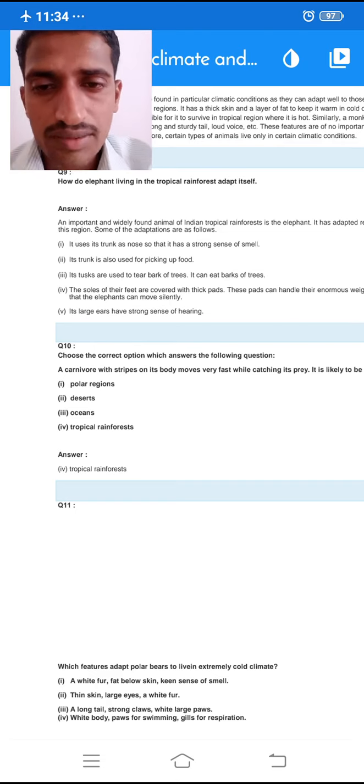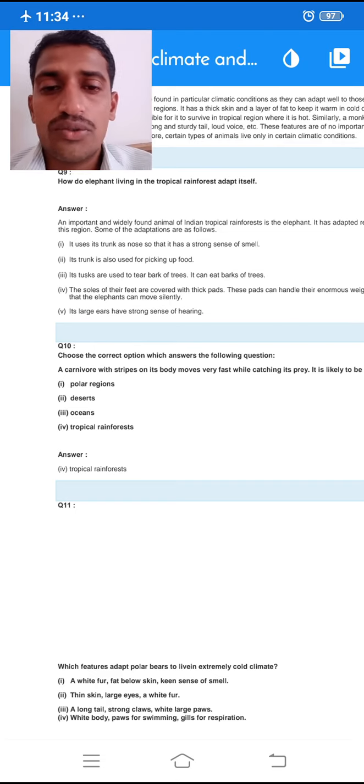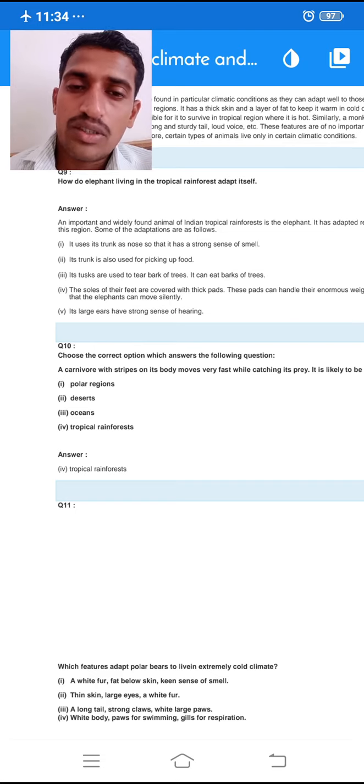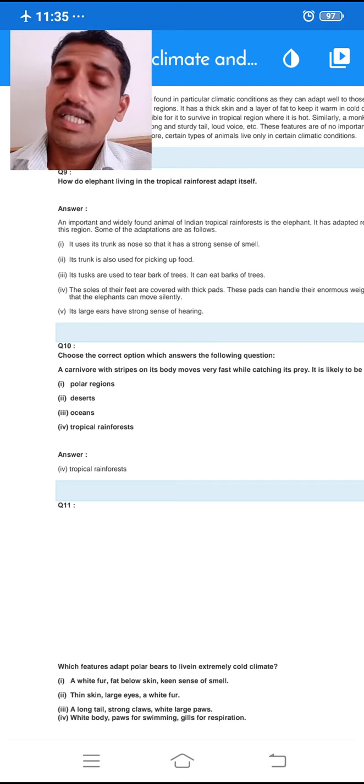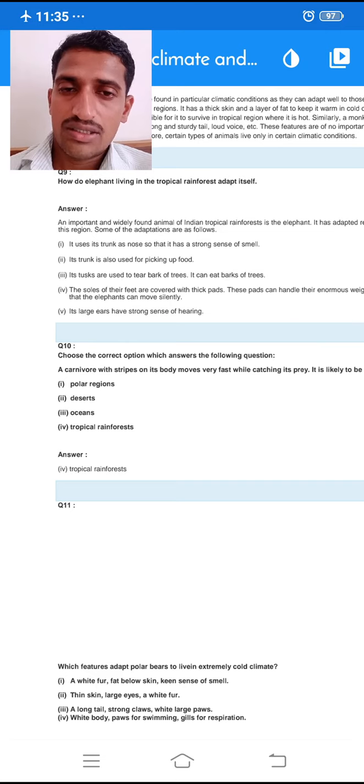And one more thing is that its trunk is also used to tear the bark of the trees. The elephant has to tear the bark of the tree, so the trunk is used for that, so that it can eat the bark of the trees.